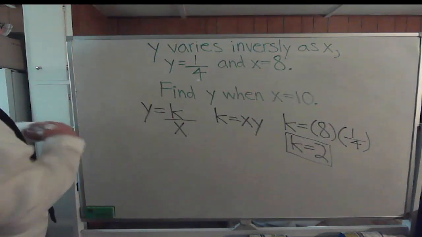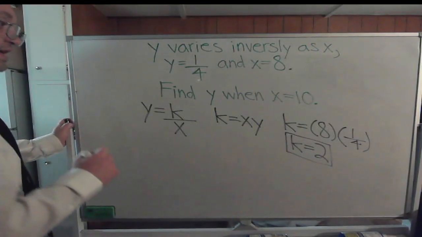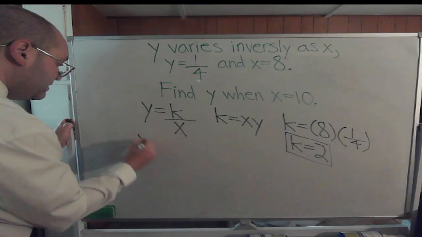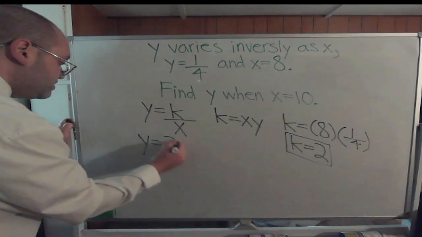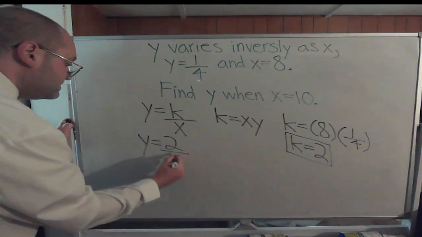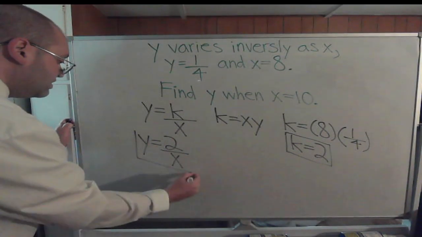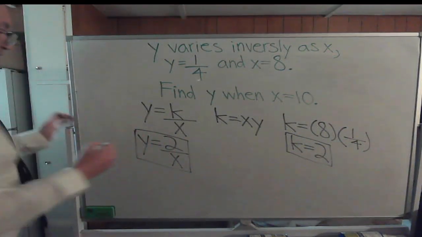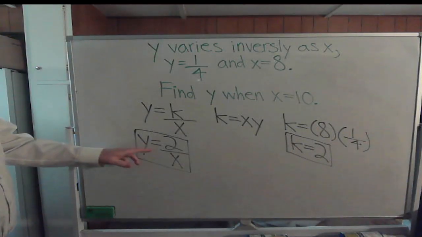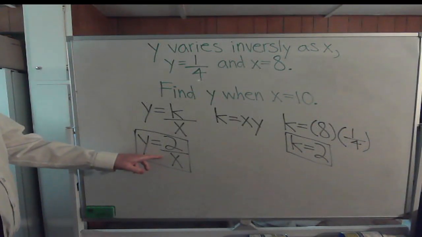Second step, set up your new equation with the constant of variation. So that would be nothing more than y equals 2 over x. So therefore, the new equation is y equals 2 over x.